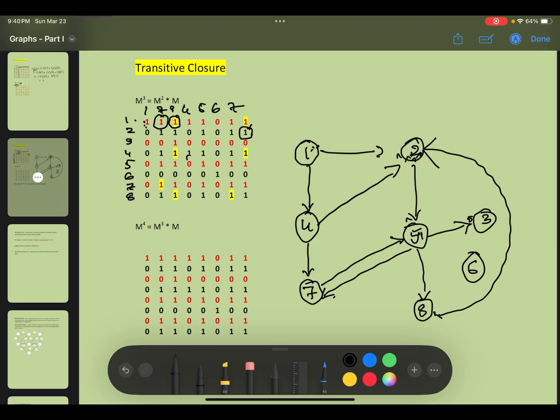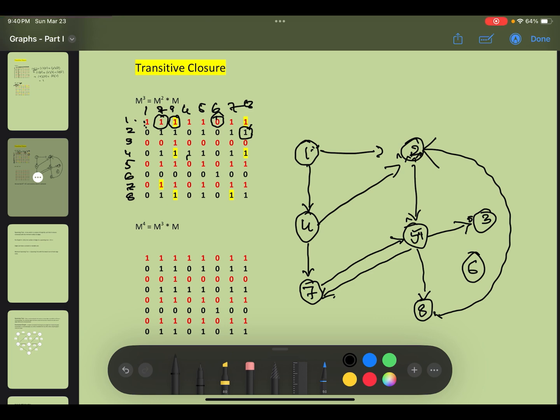Can we go from vertex 1 to 6? If you see, there are no incoming edges to 6 at all, and hence there is no way we can reach 6 from 1, which is why we have a 0 here. And can we reach 7 from 1? Yes, we can. That is why there's a 1 here. And can we reach 8 from 1? Of course we can. From 1 to 2, 2 to 5, and 5 to 8. So that is why we have 1s in all these places.